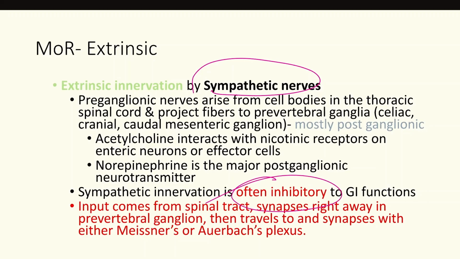Sympathetic obviously makes sense, often inhibitory. What are we doing with sympathetic innervation? Fight or flight, running away. We don't want to have to stop and go to the bathroom to do that, so we shut everything off to the GI system with the sympathetic innervation, inhibit it, so that we can run away and do things. And again, from the brain to either the Meissner's or the Auerbach's plexi. It goes to both.